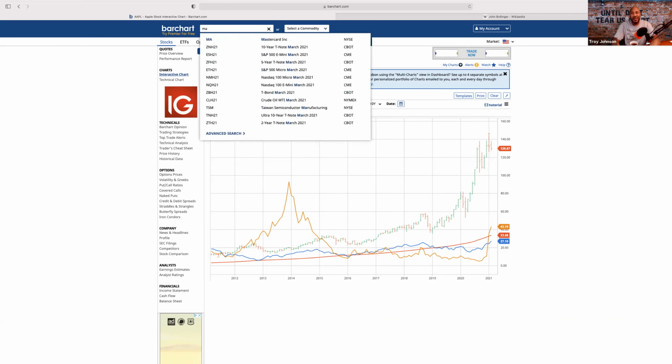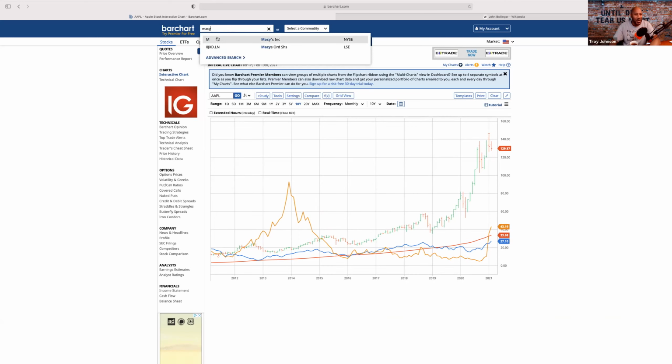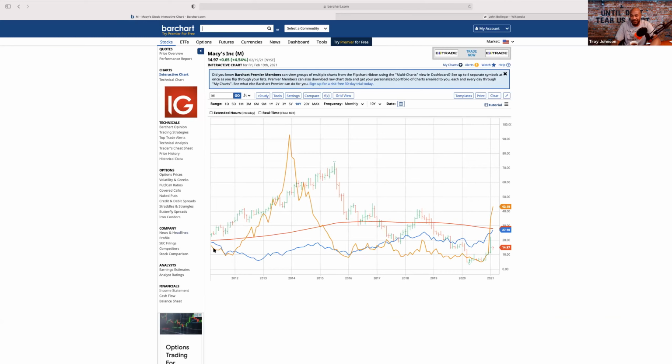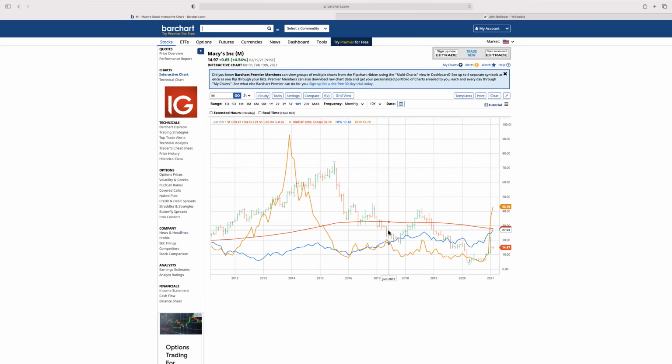Yes. Let's look at Macy's, guys. That's a department store in a mall. Look at the red. See the red? See the stock price? Since 2017, the internet hadn't completely taken off. Malls hadn't shut down. Look, now malls are shutting down. Look at the stock. Everything going online. It's below the 200-day, right?